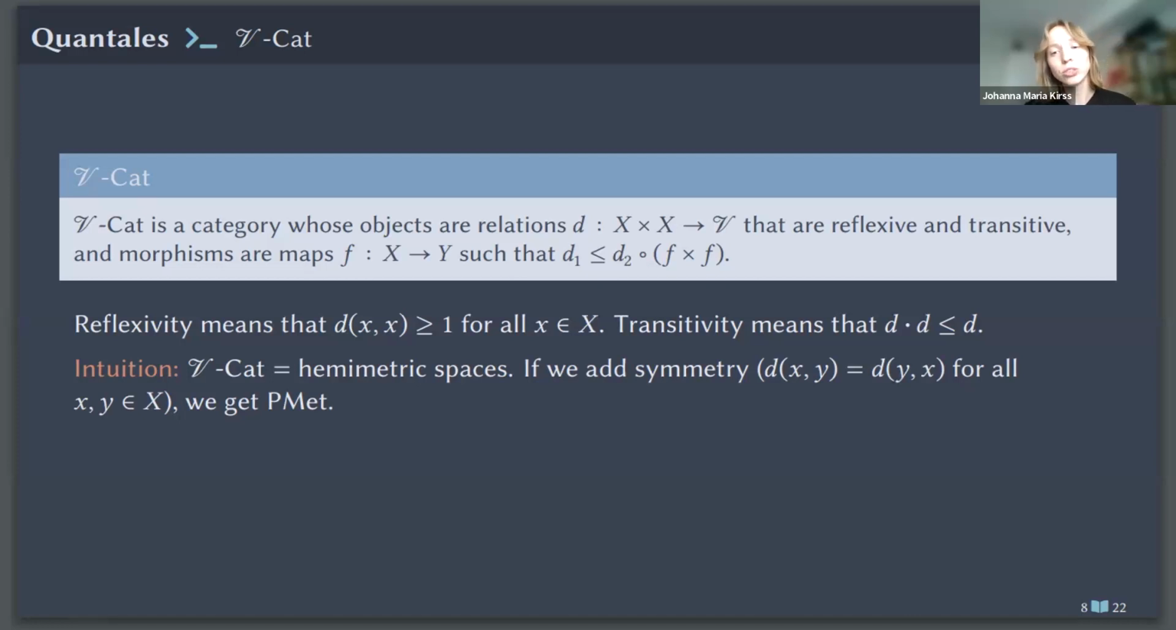If we also add symmetry, which is that the distance dxy is the same as dyx, then we get the category of pseudometric spaces.